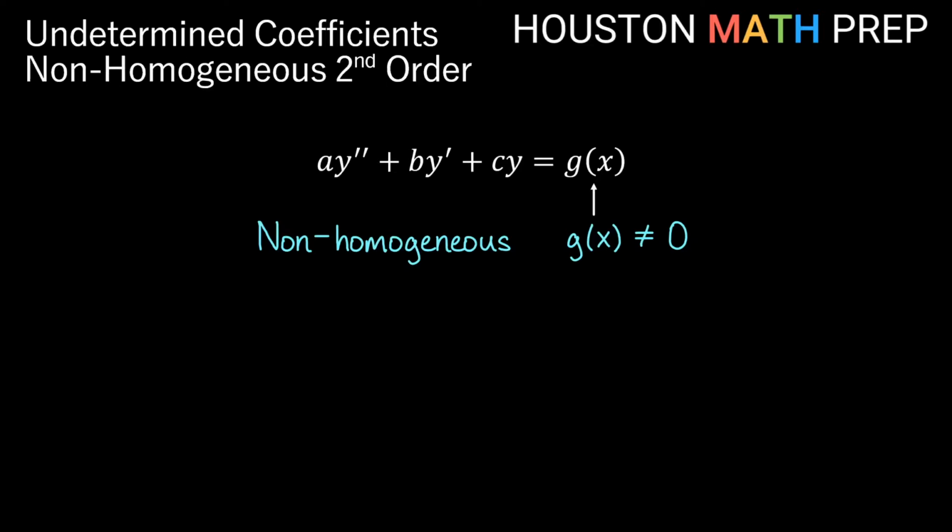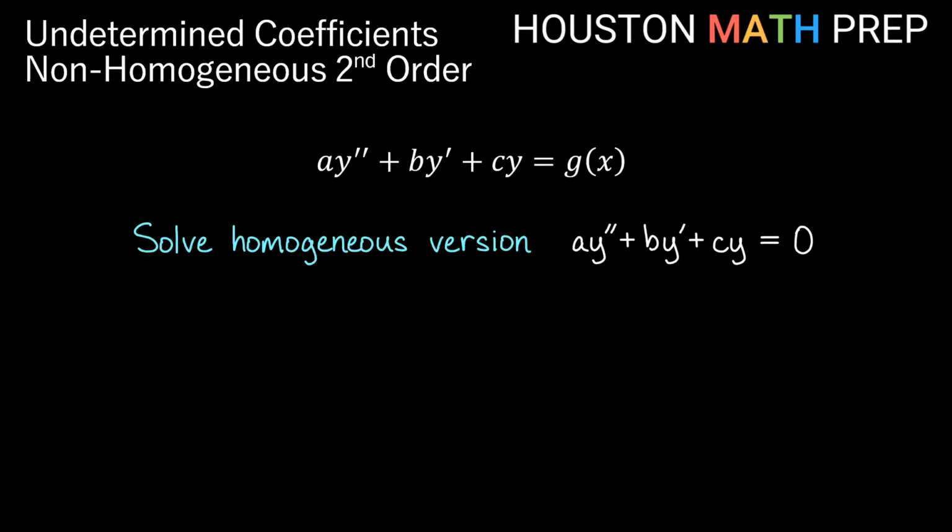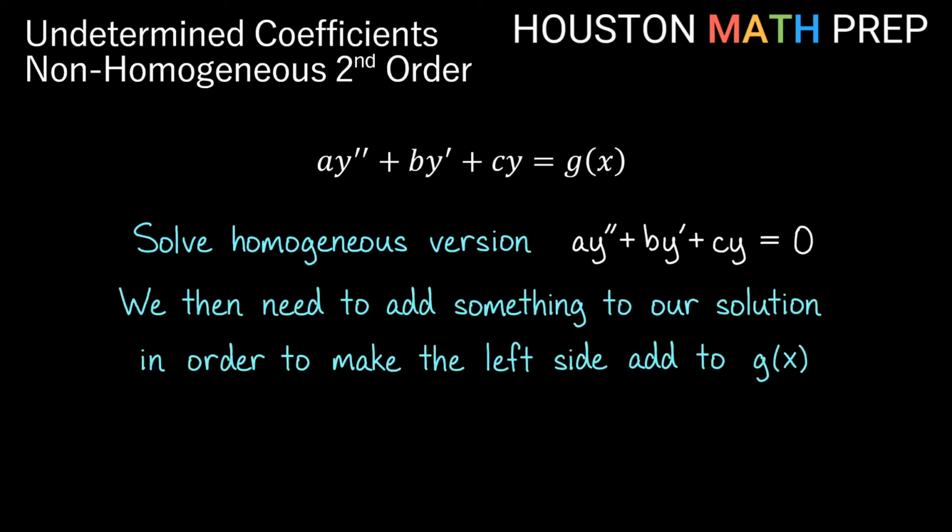We want to make sure that we're already good at solving homogeneous second-order equations with constant coefficients, because the first step in this process will be to solve the associated homogeneous equation a y double prime plus b y prime plus c y equal to 0. Solving this associated homogeneous equation will give us what we call the complementary function y sub c. And that solution would give us a true statement that this left-hand side is equal to 0. So what we'll need to do then is add in something to our solution, our y sub c, in order to make the left side add up to g of x, what is on the right-hand side.